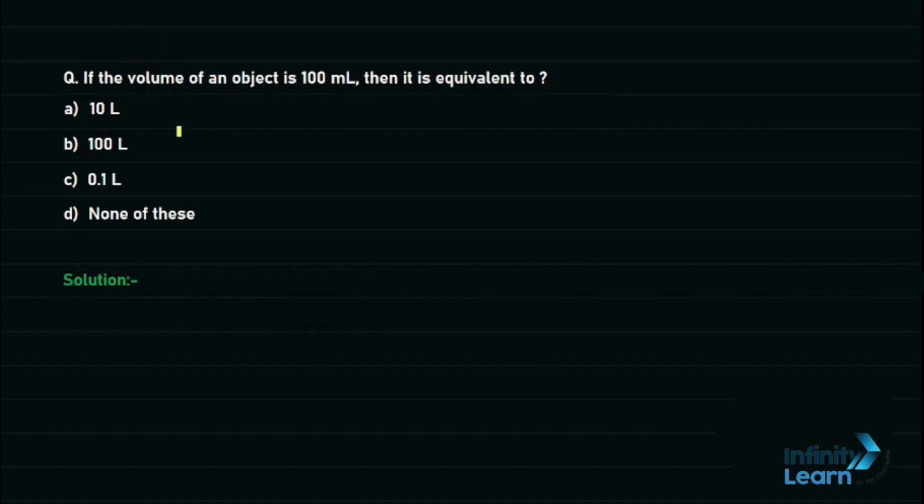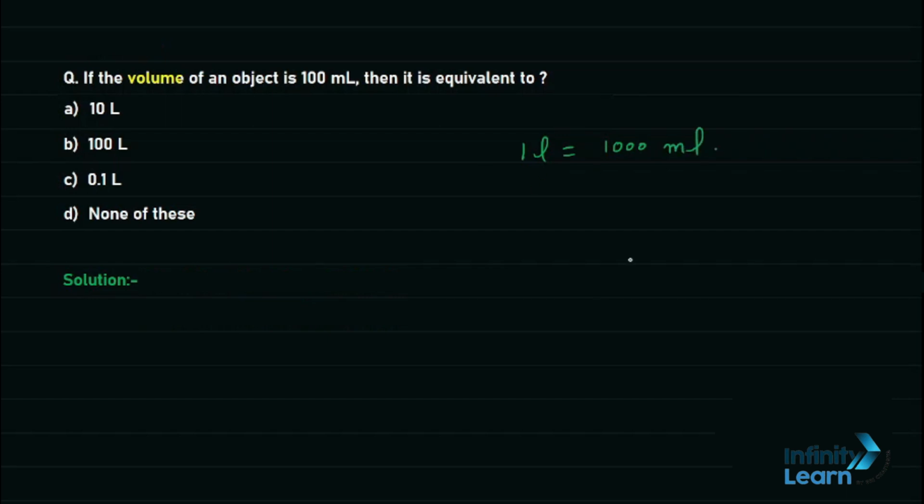Hello students, so your question is, if the volume of an object is 100 milliliter, then it is equivalent to, first option is 10 liter, second option is 100 liter, third option is 0.1 liter, and our last option is none of these. So to find out the volume of any object, we will use our formula that gives us 1 liter, we have 1000 milliliters.